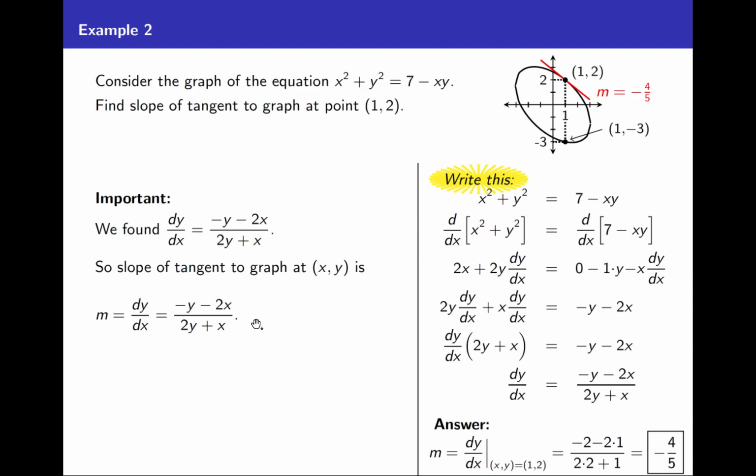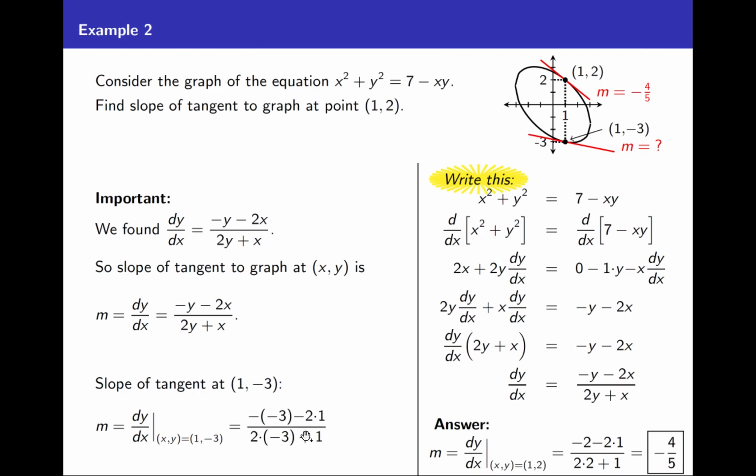And it's important to realize that this derivative that we found applies to this point as well. We can find the slope of the tangent line to it. What is its slope? Looks like the slope is going to be different than negative 4/5. Let's find it. The slope of the tangent at the point 1 minus 3, this tangent, would be our derivative dy dx with the point xy equals 1 minus 3 plugged into it. And that's plugging in a 1 for x and a minus 3 for y. And working that out, we get minus 1/5.